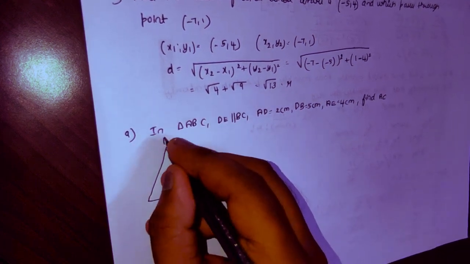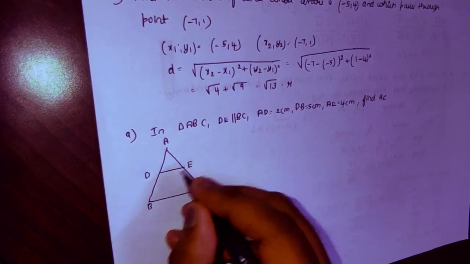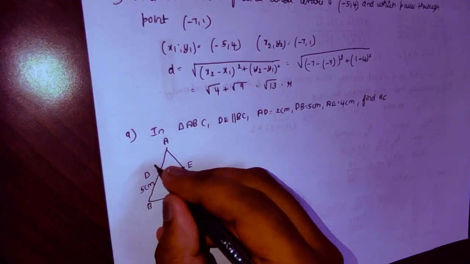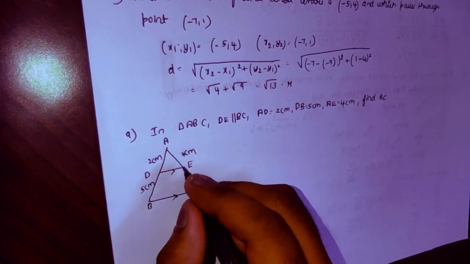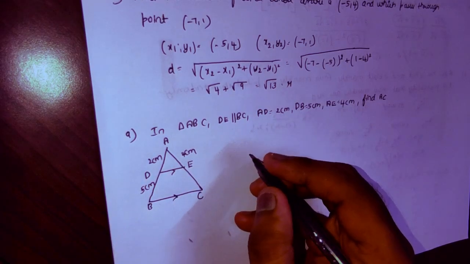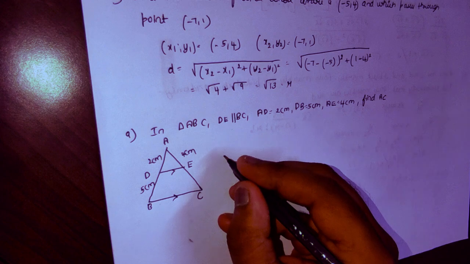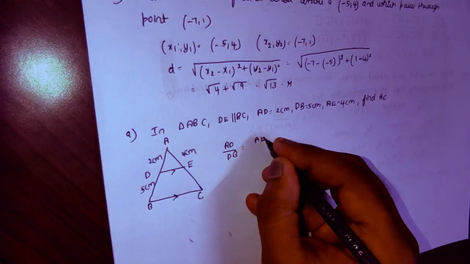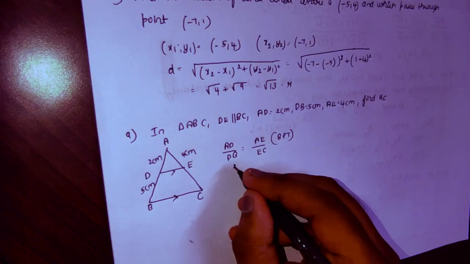They are given a triangle ABC and they have drawn a line parallel to BC. This is 5 cm BD, AD is 2 cm, this is 4 cm. We know by the basic proportionality theorem, if DE is parallel to BC, the line is dividing the sides in equal ratios. So by this theorem, we can write AD by DB is equal to AE by EC. Substitute the values.